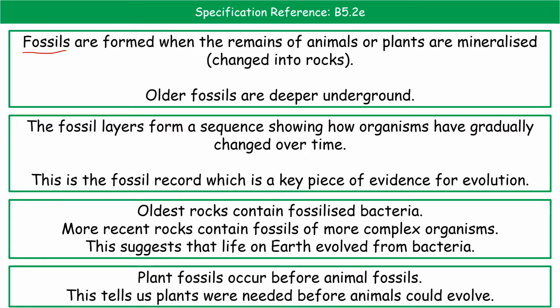In terms of other things that the fossils have revealed, they've shown us that bacteria are in some of the oldest rocks and more complex organisms are more recent. So that gives us this idea that life actually evolved from bacteria initially before becoming more complex. We can also find plant fossils before animal fossils. So that gives us the idea that plants were needed before animals could actually evolve.